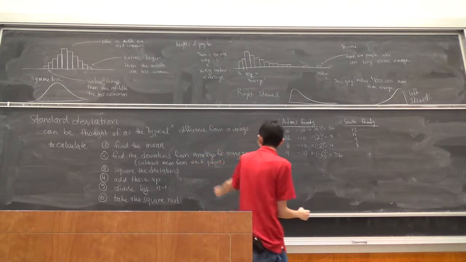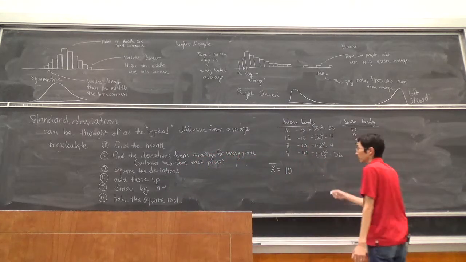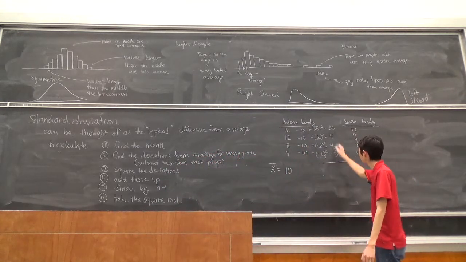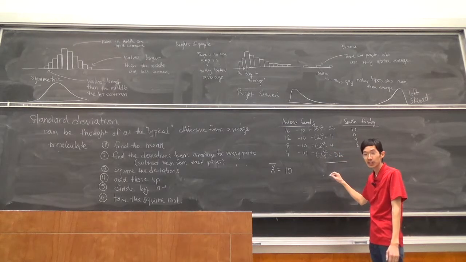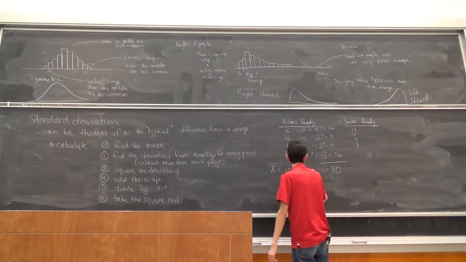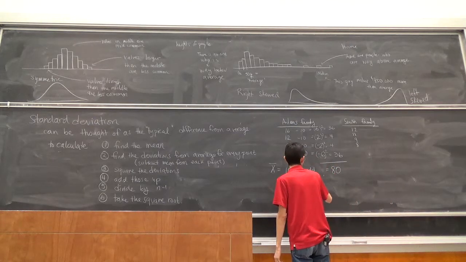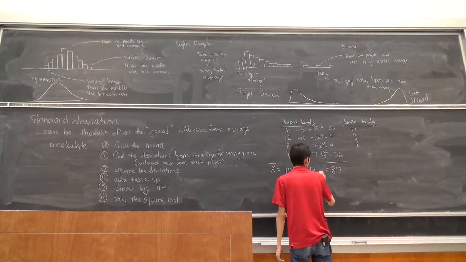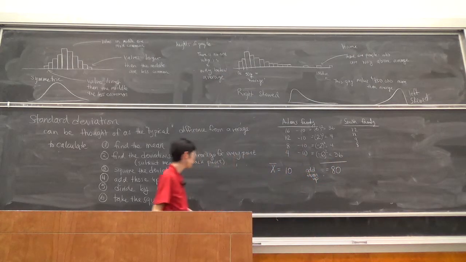And what does the next thing say I should do? Step 4, I add these up. So I'm going to do 36 plus 4 plus 4 plus 36, 72, and I get a sum of 80. Okay, so add up the squares, add them up. And I get 80. So that was step 4.